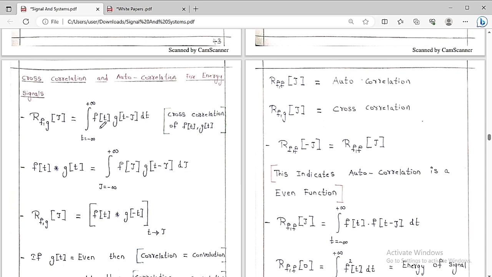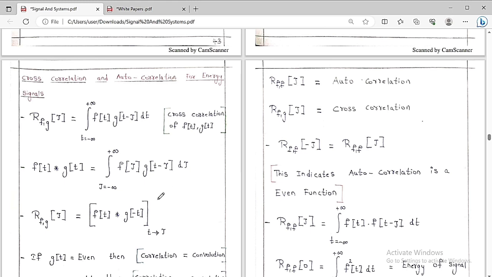And one more thing here: tau is replaced by t, and we can also say g of minus t. So g of minus t means replace g of t by g of minus t. Then what are you going to get? If you do it like this, we are going to get g of minus t minus tau.